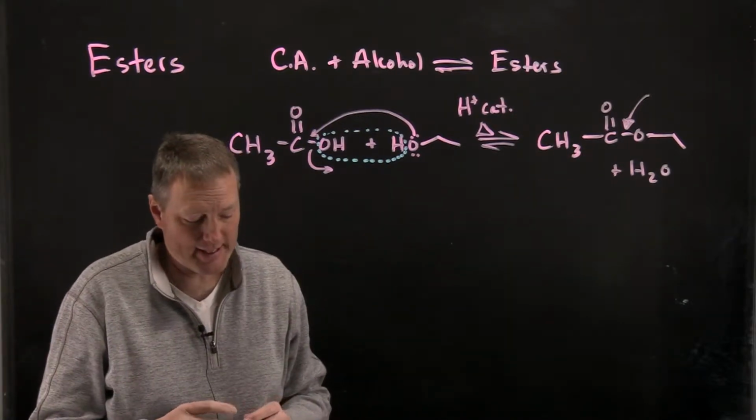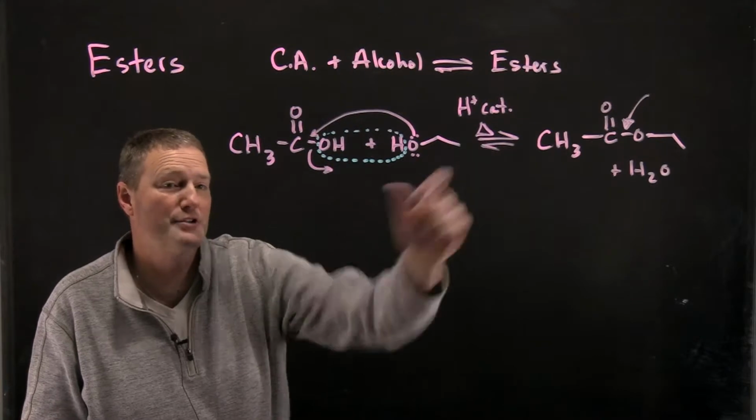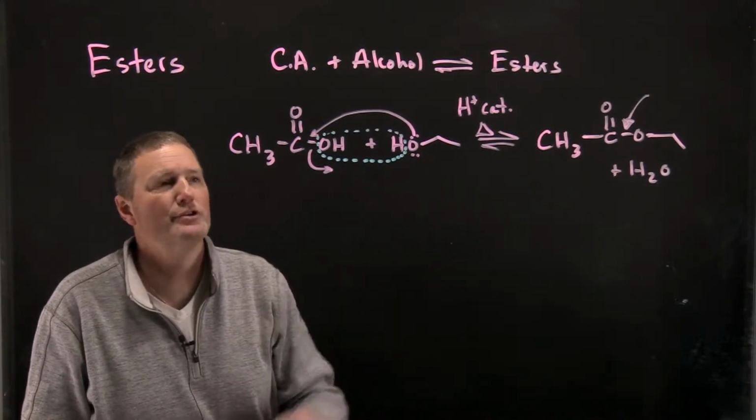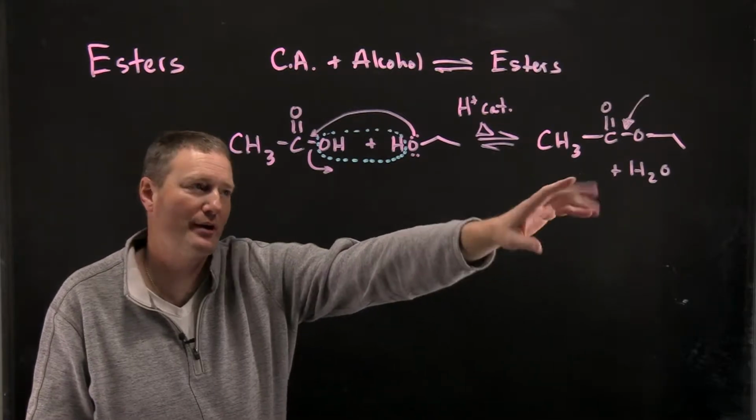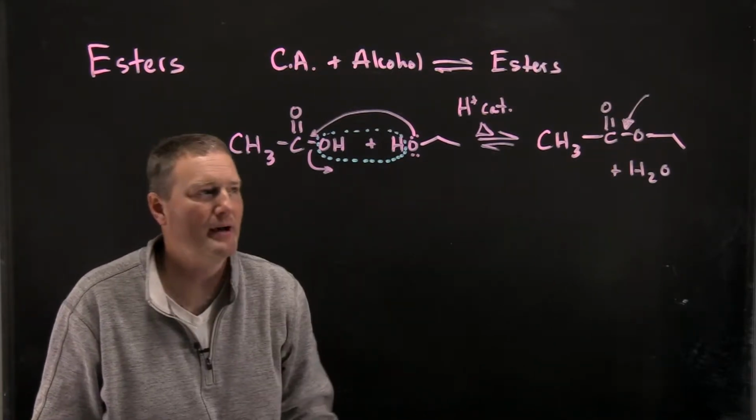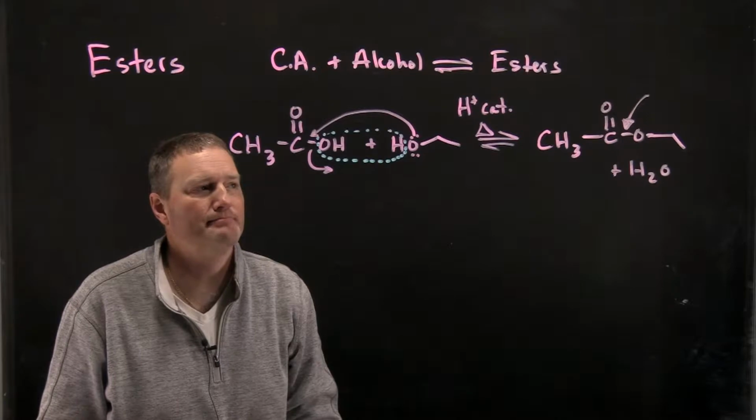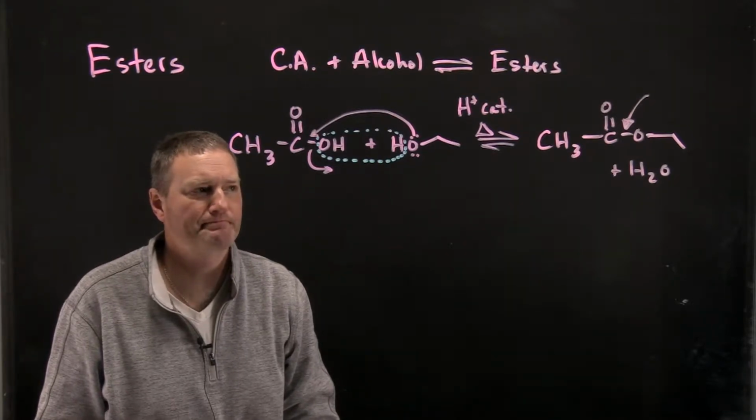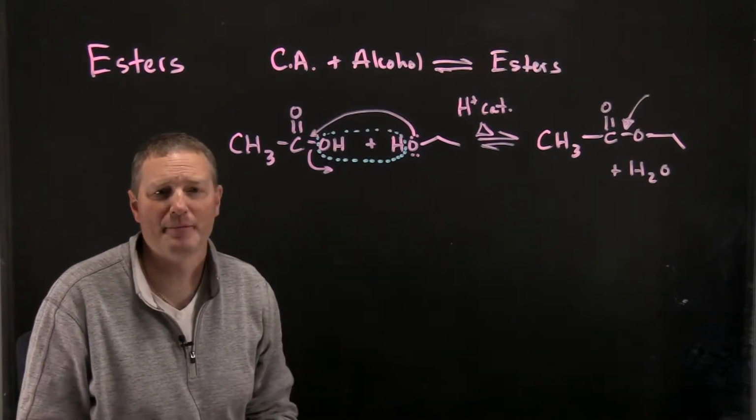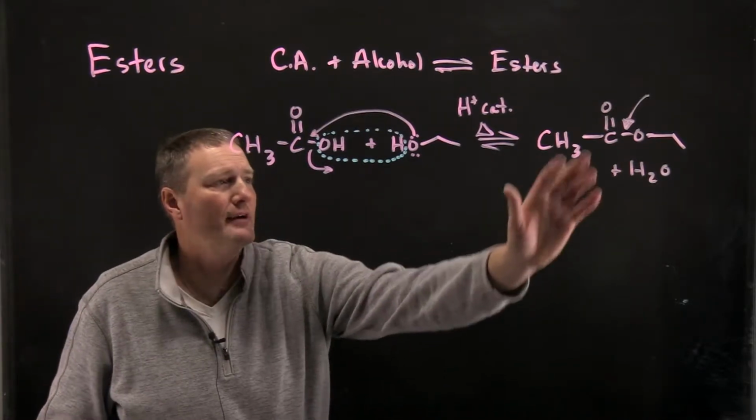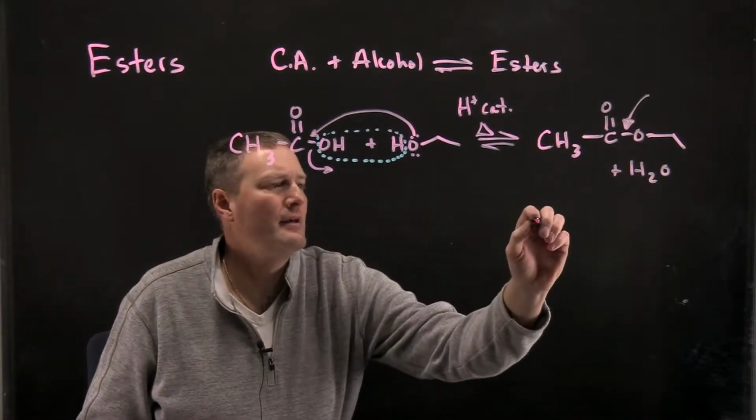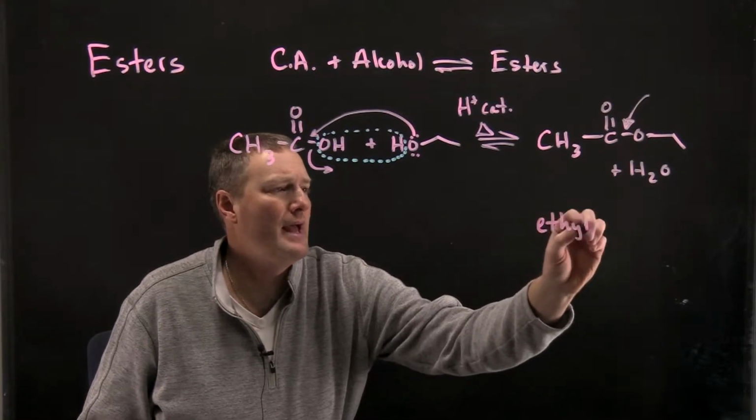Now it is important to point out that this is a reversible reaction. So when you do ester formation reactions, they typically don't go all the way to completion. You're not going to get 100% of this compound because it is a reversible reaction. While I have this compound up here, let's talk a little bit about ester nomenclature. This compound here would be called ethyl acetate.